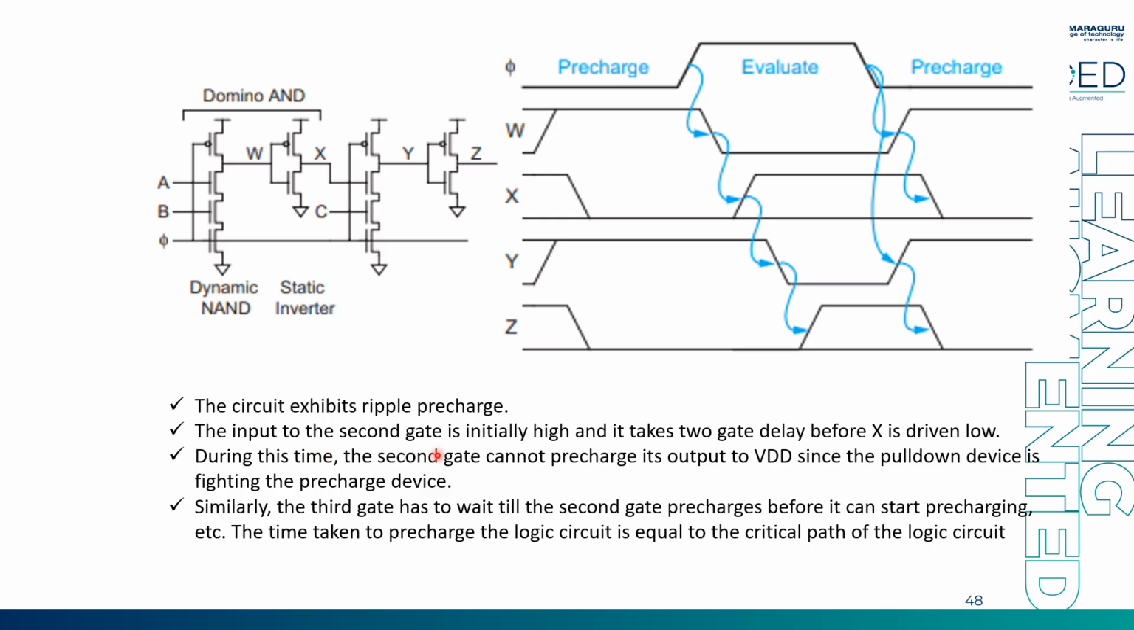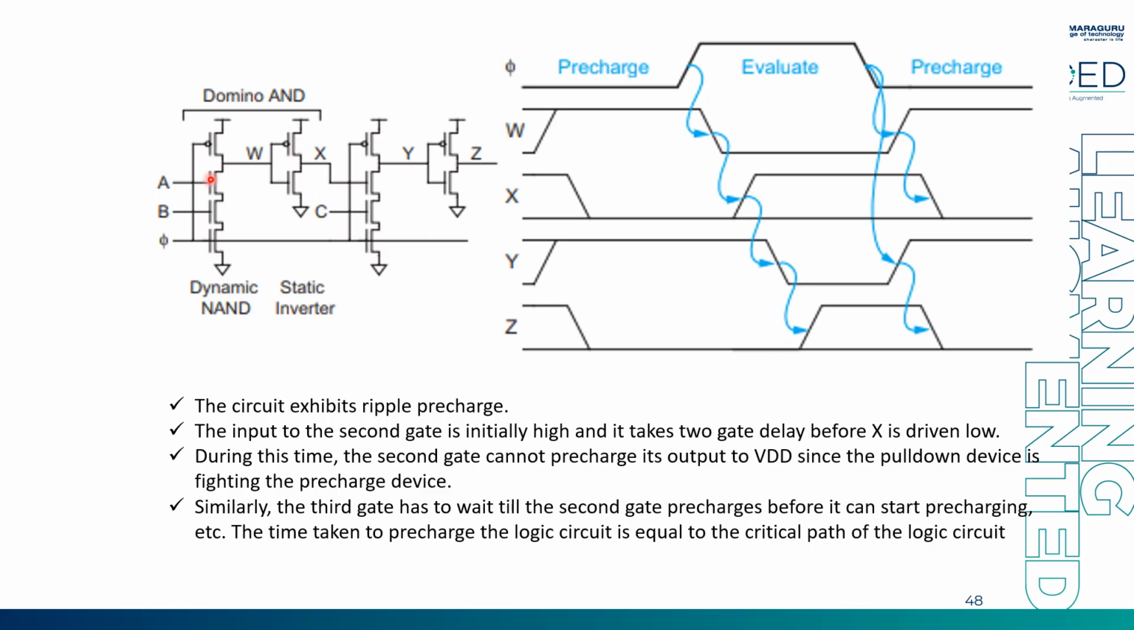Okay, so the input to the second gate is initially high and it will take 2 gate delay. 2 gate delay is nothing but this gate and this gate, before x is driven low. So before this is made low, after precharge I have VDD. So this VDD is being made low here. Okay, the evaluation phase has to finish, and then it has to pass through this inverter. So 2 gate delay it has to wait.